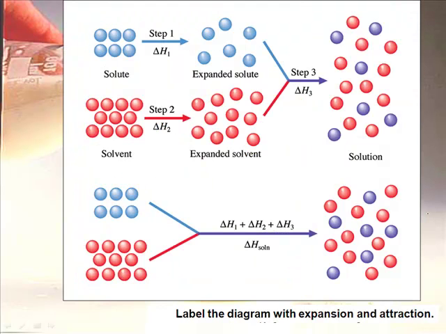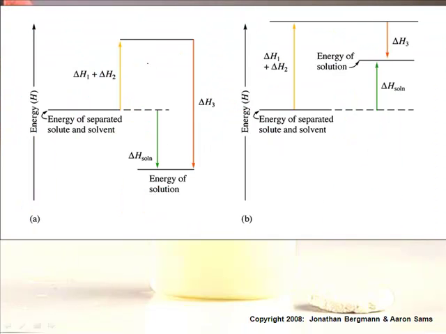Okay? So here's the same picture with expansion. Here's actually the picture I was looking for. So if you do delta H1 and delta H2, which is always endothermic, hence the orange arrow going up, and delta H3 being highly negative, what's going to happen is the delta H of the solution will be negative, and the substance will dissolve.